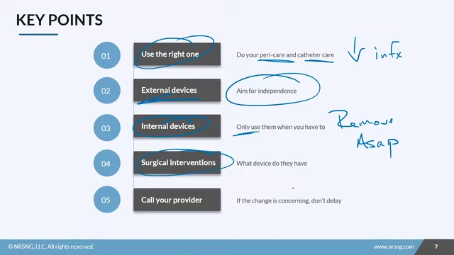Surgical interventions are usually a last resort, but you need to know what device they have so that it gives you better insight as to what's going on with your patient, and also to know what you should be looking for in terms of measuring an output and concerns. Also, speaking of concerns, call your provider. If there is a change that is concerning, or there's a problem with your device, or there's some sort of concern with the urine, call your provider. Don't delay in doing it, because you could have some real complications if we wait.